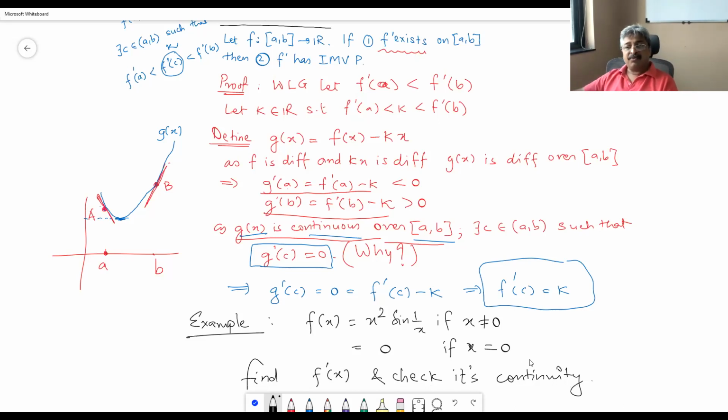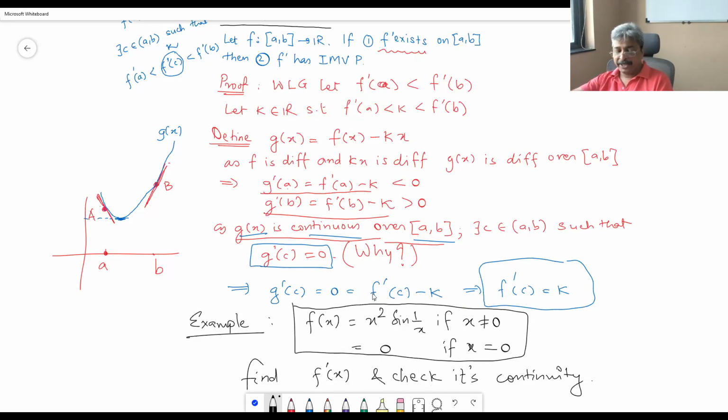But then this function has the IMVP. Whatever value you want is available at some point c somewhere because it is an oscillating function. So what is the job in hand as far as you are concerned? Find f dash of x and check its continuity.